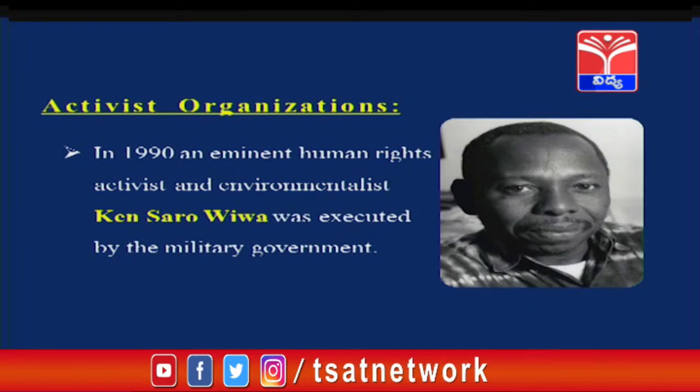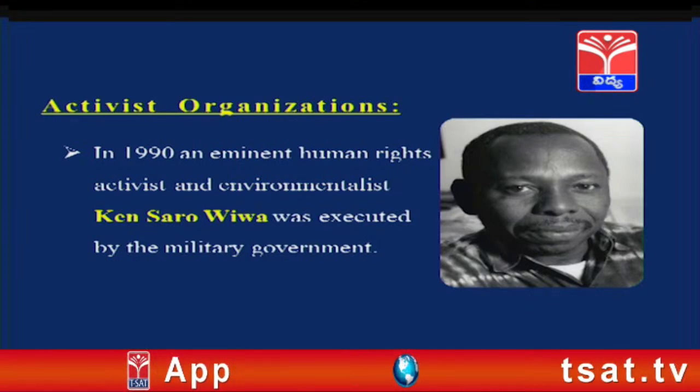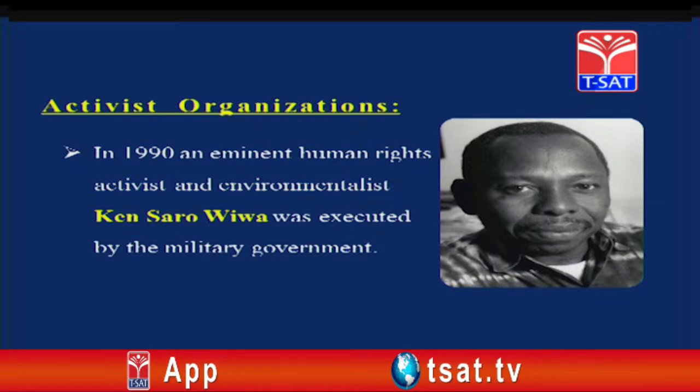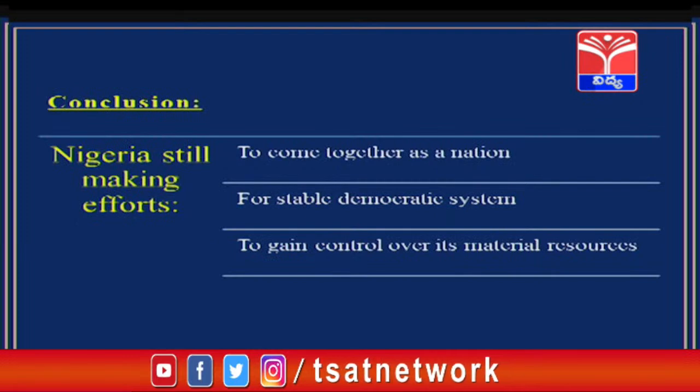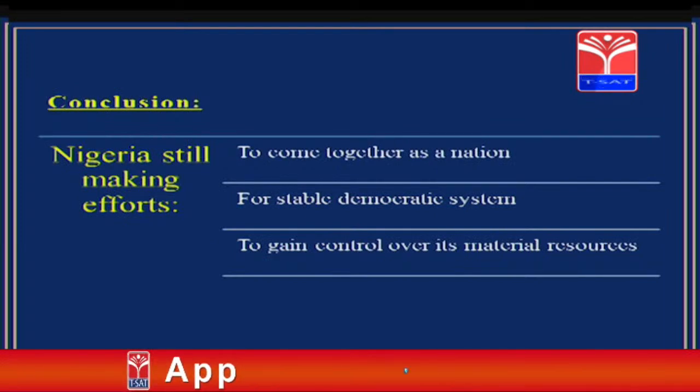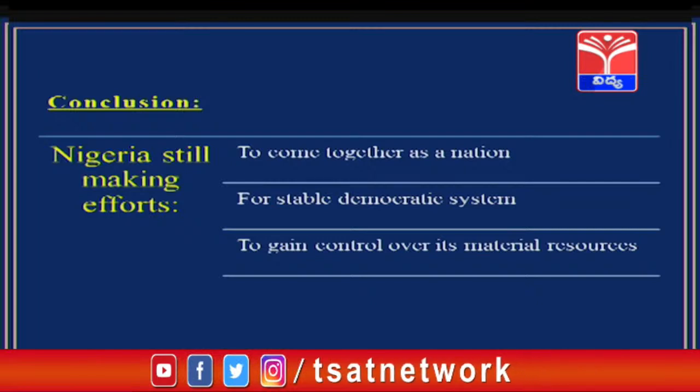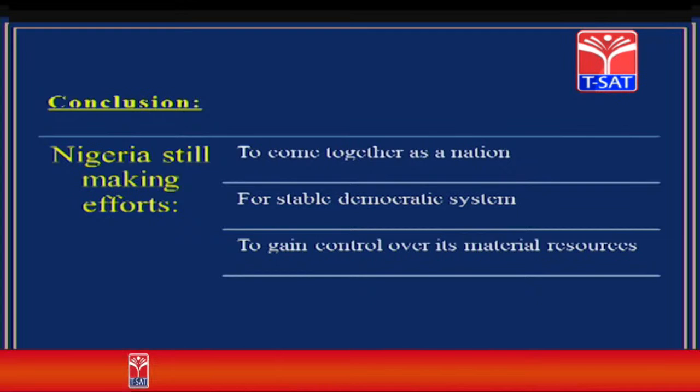Due to all these reasons, many activist organizations came up fighting against the government and multinational companies. In 1990, an eminent human rights activist and environmentalist named Ken Saro-Wiwa was executed by the military government. You can see the picture of Ken Saro-Wiwa in the slide. In conclusion, we can say that Nigeria, though it became independent and democratic, is still making efforts to come together as a nation. It is trying to achieve unity among the people, and also a stable democratic system. It is also trying to gain control over its material resources like petroleum.